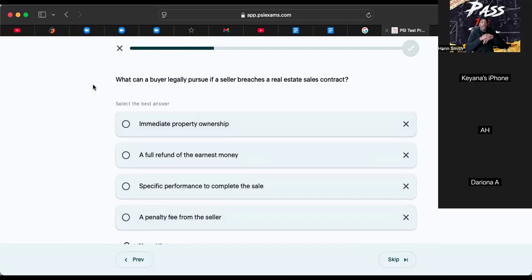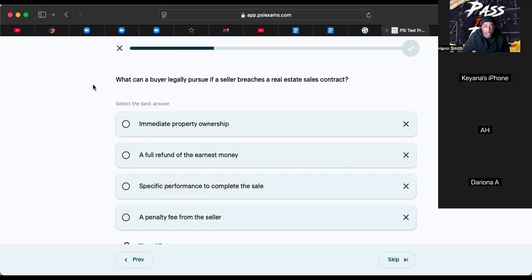So it says, what can a buyer legally pursue if the seller breaches the real estate sales contract? What can a buyer legally pursue if the seller breaches a real estate sales contract? One, immediate property ownership. Two, a full refund of earnest money. Three, specific performance to complete the sale. Or four, a penalty fee from the seller. What can a buyer legally pursue if the seller breaches the real estate sales contract?